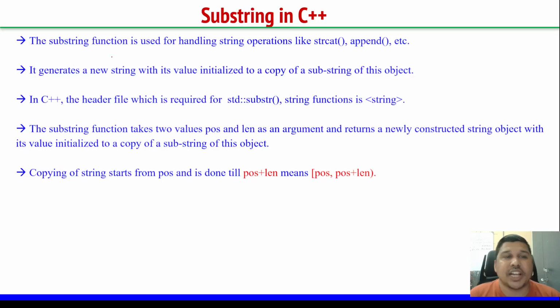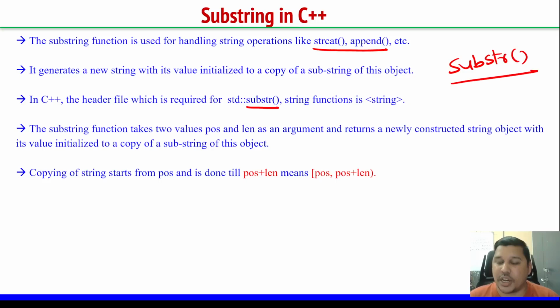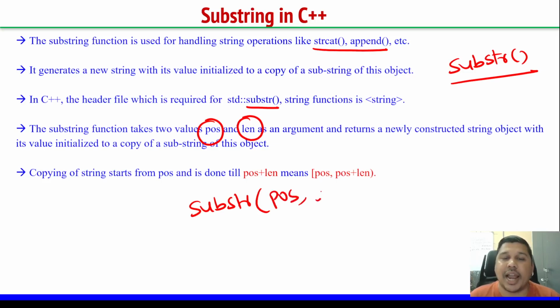The substring function is used for handling string operations like append and string concatenation. So what is the function? The function in C++ is substr. This is there in the string.h header file. Using this function, we can print the substrings. What are the arguments for this function substr? It will take two arguments. One is the position, second one is the length. It will take these two parameters.